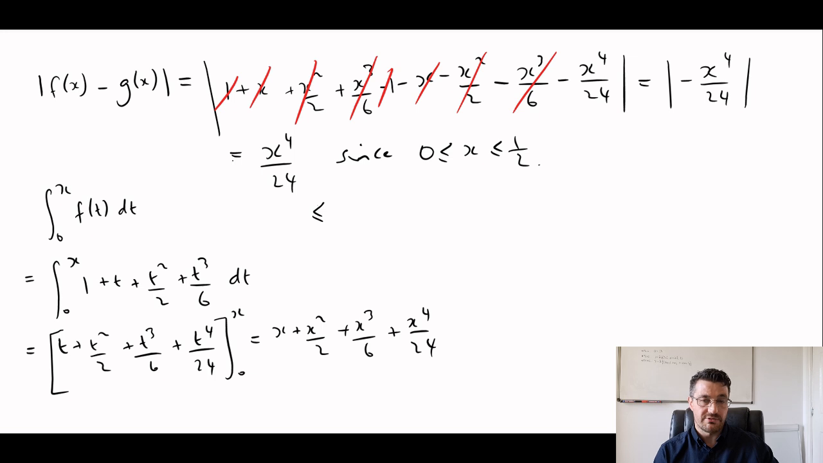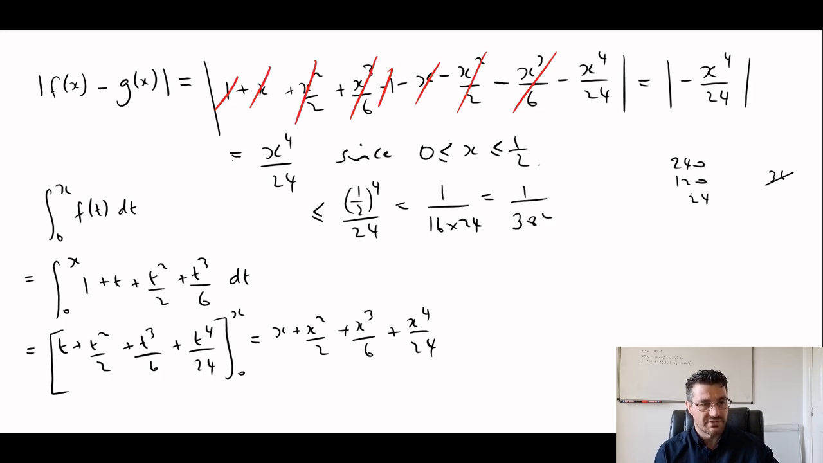So therefore, x to the power of 4 over 24 is going to be less than or equal to a half to the power of 4 over 24, which is 1 over 16 times 24, which is 240, 120, 24. Hopefully I'm doing my arithmetic correctly here. So it's 240, 360, 384, right? 1 over 384. Hopefully I've done that correctly. If not, then it doesn't really make any difference. But which is, of course, less than or equal to 1 over 320.